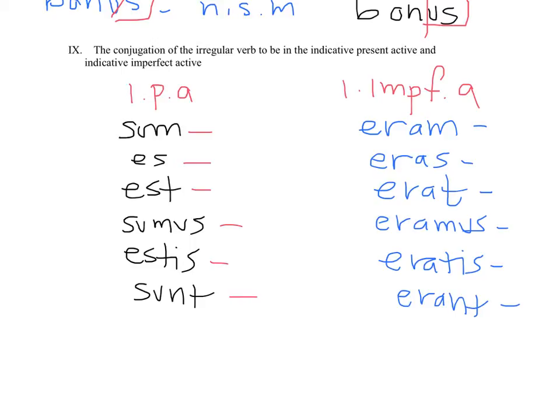I tend to just put on the test, they were, you all were, we were, rather than used to be. Eram, eras, erat, eramus, eratis, erant, erant, eratis, eramus, erat, eras, eram. You've got to say them out loud. You've got to make flashcards for these. They're going to be used continuously, and they are irregular. Memorize them immediately.